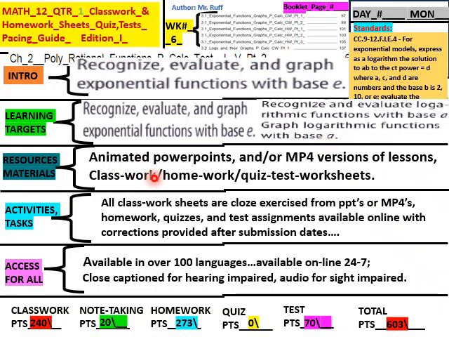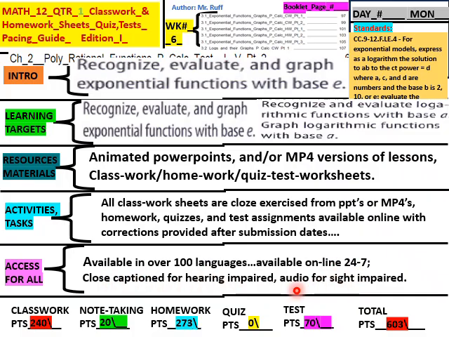And then resources, materials, animated PowerPoints, and/or MP4 versions of lessons, classwork, homework, quiz, test, worksheets, activities, and tasks. All class worksheets are closed exercise from PowerPoints or MP4s. Homework, quizzes, and test assignments available online with corrections provided after submission dates. Access for all. Available in over 100 languages. Available online 24/7. Closed caption for hearing impaired.